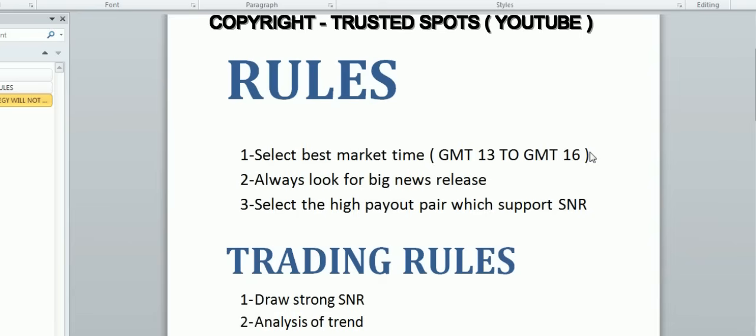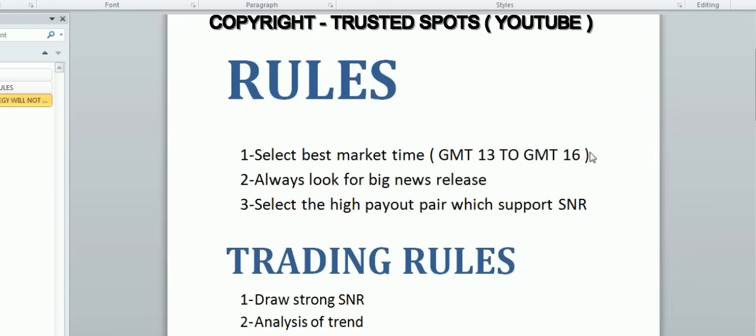So the first rule is, always try to select the best market time and then go for trading. You do not need to trade from morning till evening or night, because it is not going to help you. If you want to be a successful trader, discipline is the key. So try to build good discipline in your trading. The first discipline is to select the best market time.